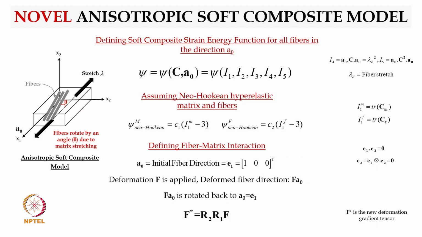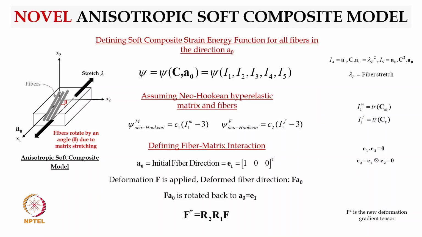I1 invariant is given by the trace of Cm, which is the Cauchy-Green deformation tensor distributed into two matrices. One is for the matrix and one is for the fibers. So Cm is the matrix component of that. The two matrices are different. One is a fiber matrix that's used in a composite, and one is an equation matrix, right. So I'm talking about that, right. I1f is the trace of the Cauchy-Green tensor, which is the fiber part of that.